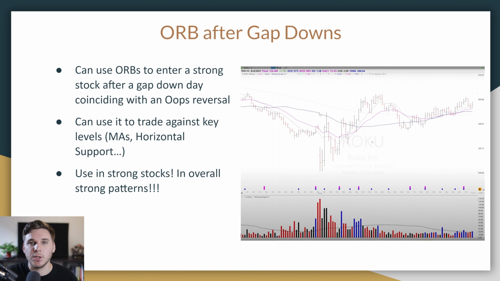And this is actually the example I used for that video, Roku, a few weeks ago. We had a gap down with the overall market, then a strong response from the stock breaking back through the low of the day. And you also had the opening range breakout on a 15-minute, actually a 5-minute chart here.